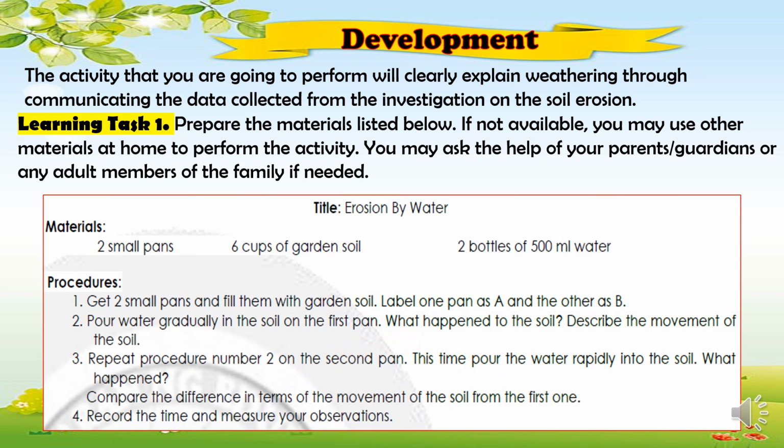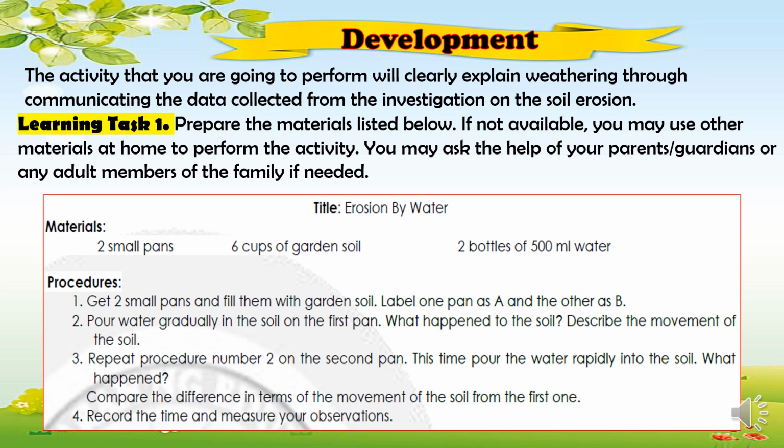The title of the activity is Erosion by Water. The materials: 2 small pans, 6 cups of garden soil, 2 bottles of 500 ml water. And the procedures: get 2 small pans and fill them with garden soil. Label one pan as A and the other as B.